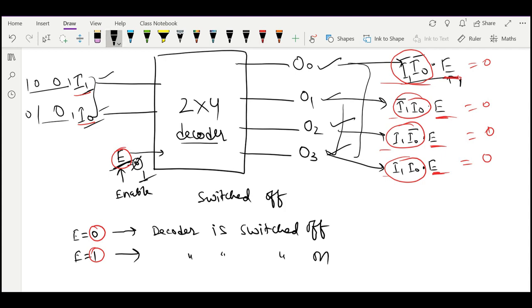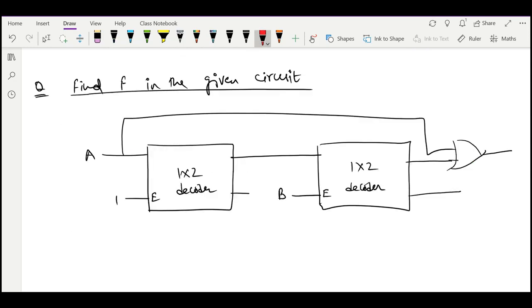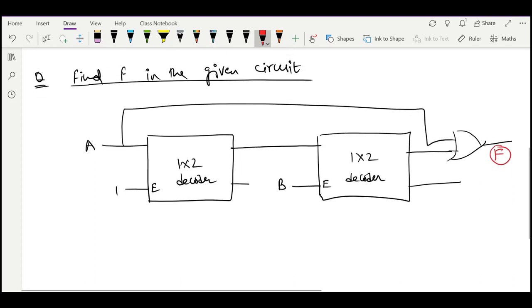Now let's see a few questions and then you will be able to understand better. This is the circuit given to us and we are asked to find F. So what will be the output of this circuit? Now let's do it step by step. Let's say this is D1 and this is D2. We will always start from the left hand side.